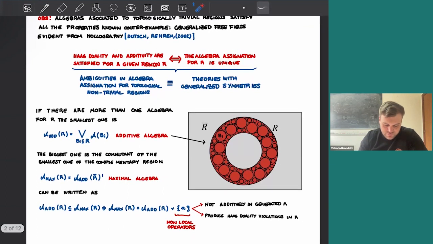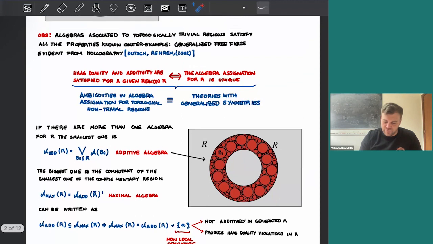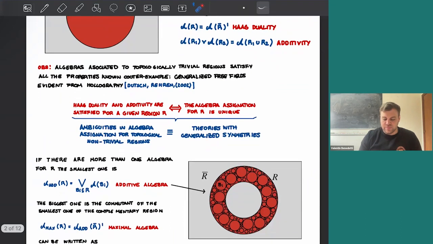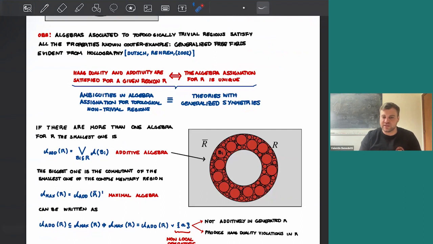The main idea here is that when we want to assign an algebra to a region that is not topologically trivial, the smallest algebra that we can assign to that region is what we call the additive algebra. That is essentially the algebra one obtains by gluing algebras of small balls together. Here it means that the additive algebra is essentially the algebra generated by all the balls that are contained inside the region. This is a choice for the algebra of a region and clearly satisfies additivity. This is the smallest algebra we can assign to a region.